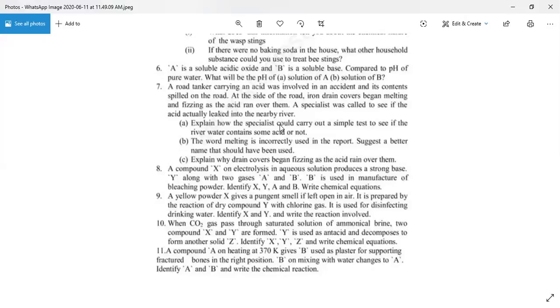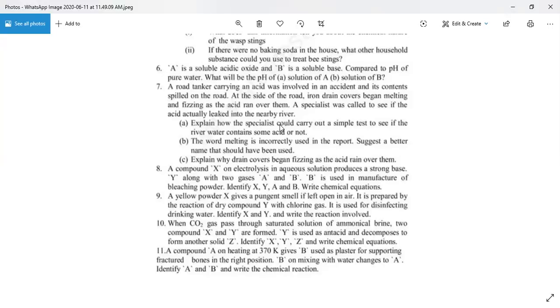Then Yuvika, ninth one. Yuvika, are you there? Yes, ninth one. A yellow powder X gives a pungent smell if left open in air. It is prepared by the reaction of dry compound Y with chlorine gas. It is used for disinfecting drinking water. Identify X and Y and write the reaction involved.